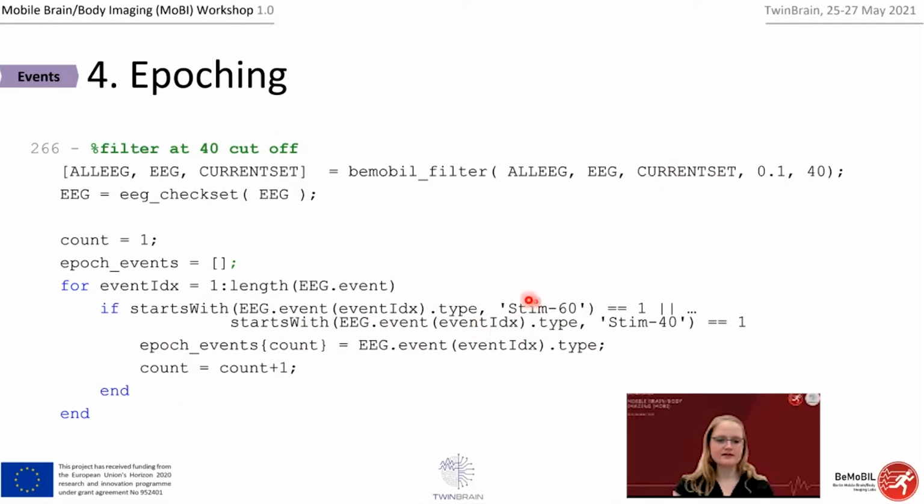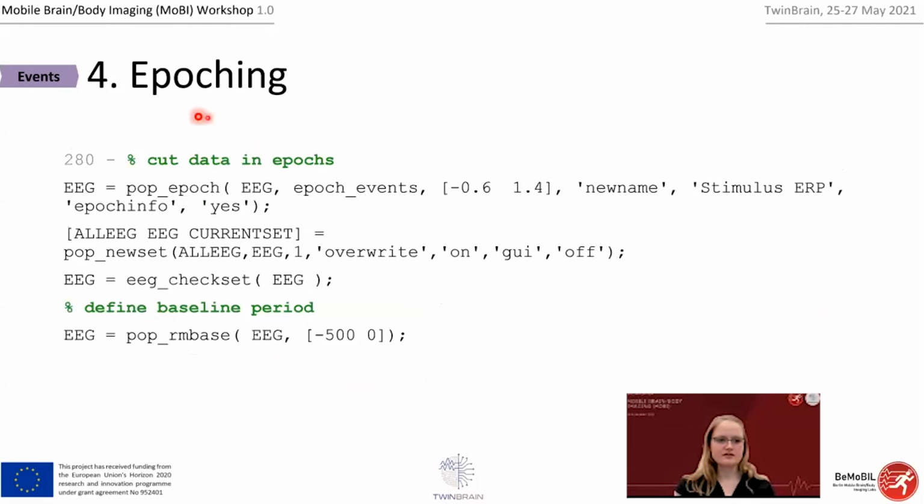I did it like this because all the event information contained the current timing, I think, and a lot of other information. So I just searched for the first characters in the event, and then collected all those in an epoch events variable that I then used to epoch using the pop epoch function from -600 milliseconds to 1400 milliseconds.